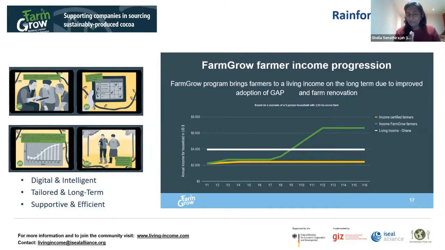When does farmer income, the green line, through this Farm Grow program, begin to actually show a positive improvement? That happens around year 7, and the benefits are fully realized somewhere around year 12. So the key point here is that it takes a long-term commitment and investment before we can realize income levels. So that's one point.